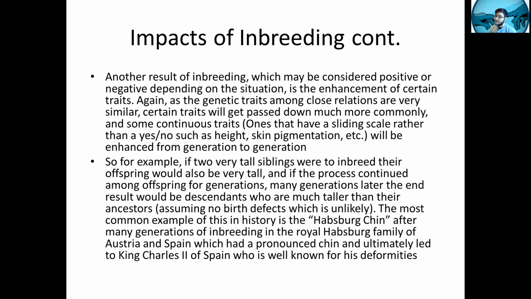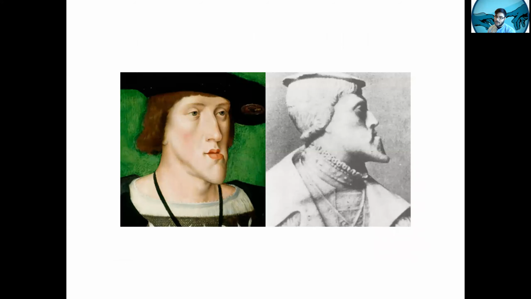The most common example of this in history is the Habsburg chin. Many generations of inbreeding in the royal Habsburg family of Austria and Spain, which had a pronounced chin, ultimately led to King Charles II of Spain, the most well-known person with this deformity, or this trait, I should say. This is what he looked like, and you can see he has a very malformed chin. It got to the point where he had to swallow his food whole because he couldn't chew, and he had trouble speaking, and he had a lot of problems because of this.